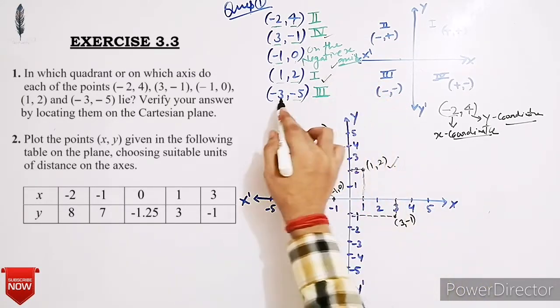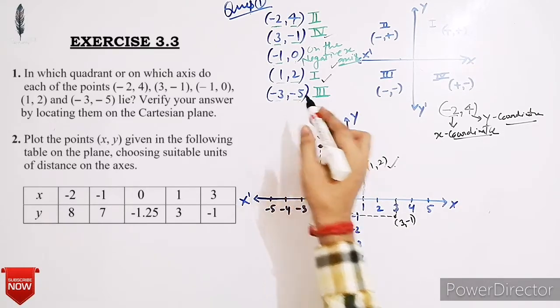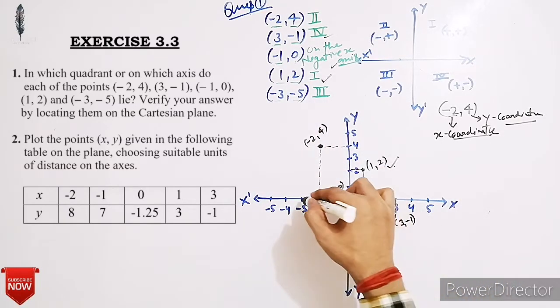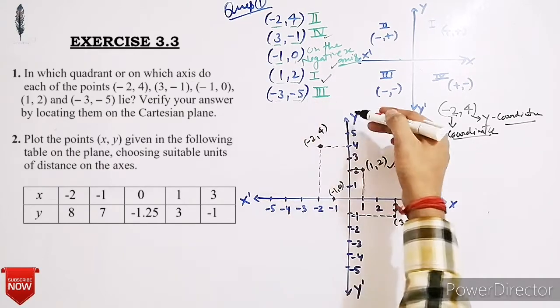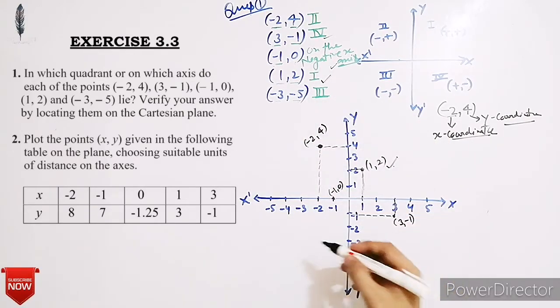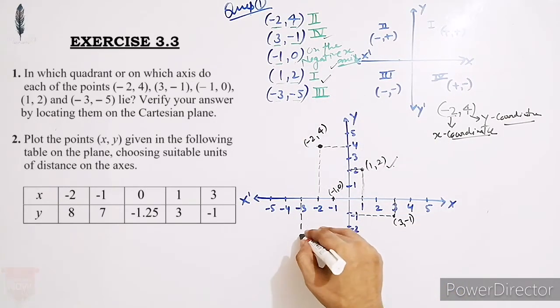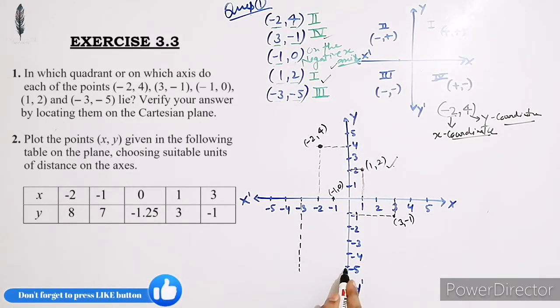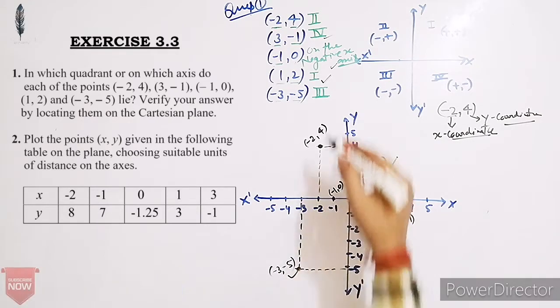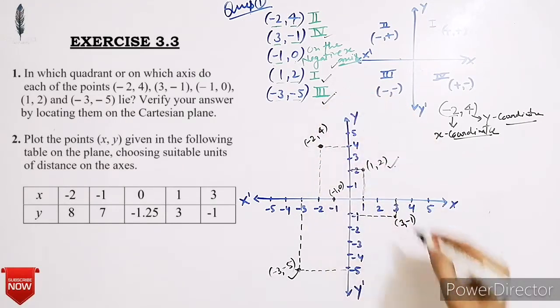Okay, now next one is (-3, -5). On x-axis -3 is here. On y-axis, -5 is here. So, (-3, -5) will be here. Okay? It lies in the third quadrant. Okay, students? I hope it is clear to you.